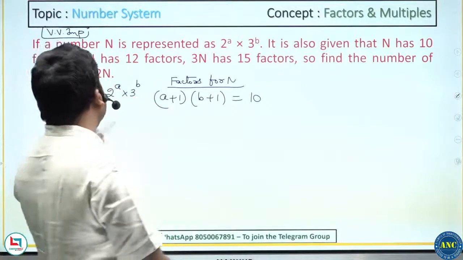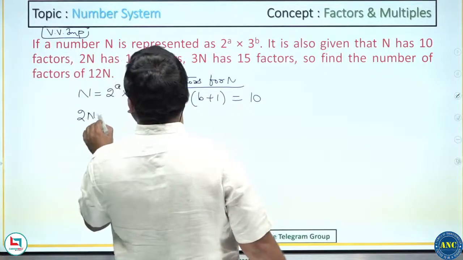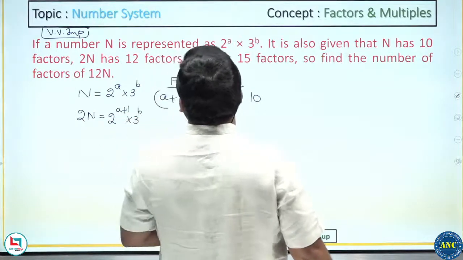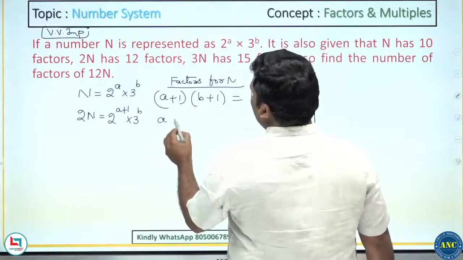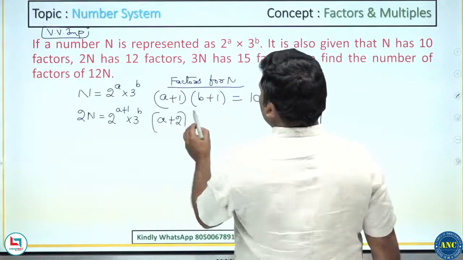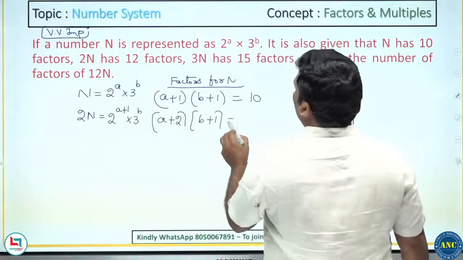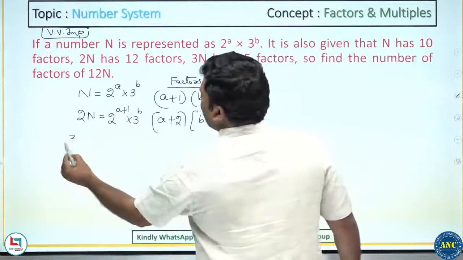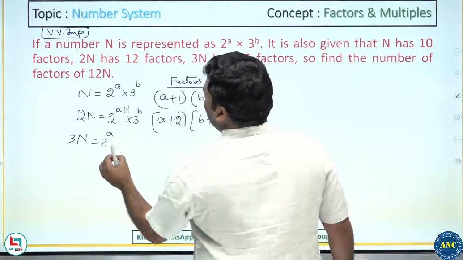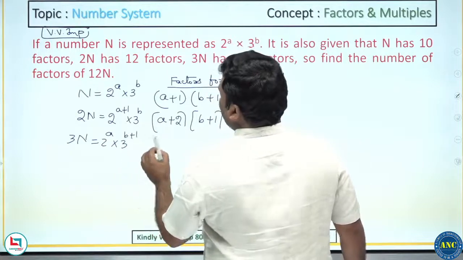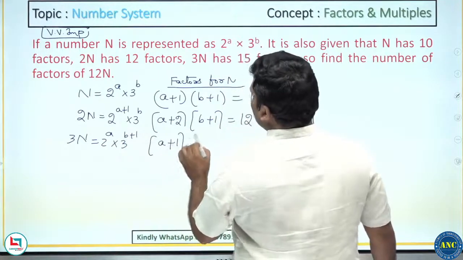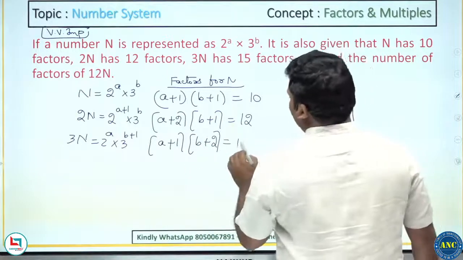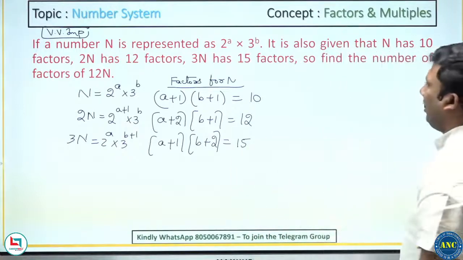Now 2n will be 2 power a plus 1 into 3 power b. 2n has (a plus 2) into (b plus 1) factors. How many factors does it have? 12 factors. 3n will be 2 power a into 3 power b plus 1, so (a plus 1) into (b plus 2) factors. 3n will have 15 factors.